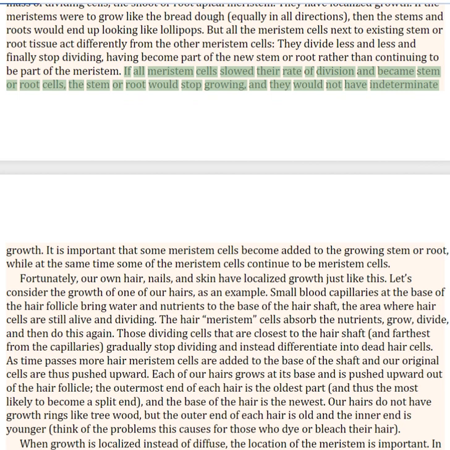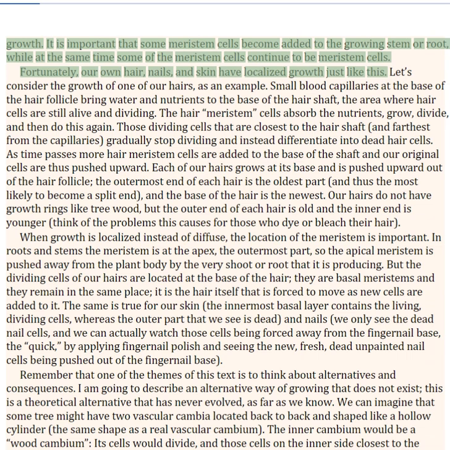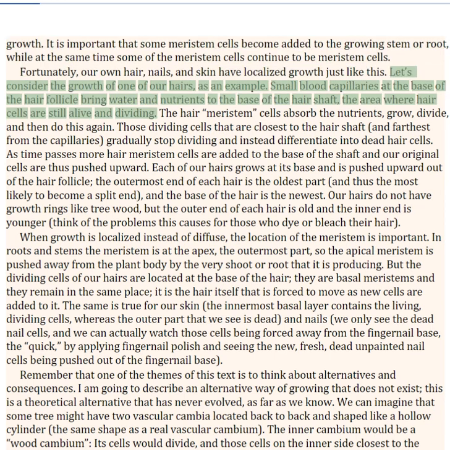If all meristem cells slowed their rate of division and became stem or root cells, the stem or root would stop growing, and they would not have indeterminate growth. It is important that some meristem cells become added to the growing stem or root, while at the same time some of the meristem cells continue to be meristem cells. Fortunately, our own hair, nails, and skin have localized growth just like this. Let's consider the growth of one of our hairs, as an example.